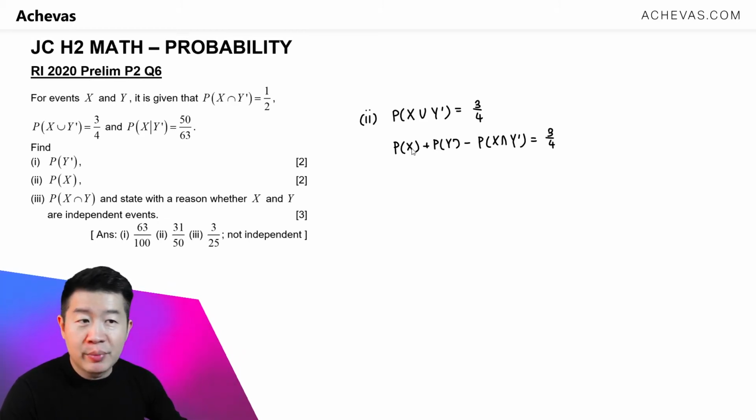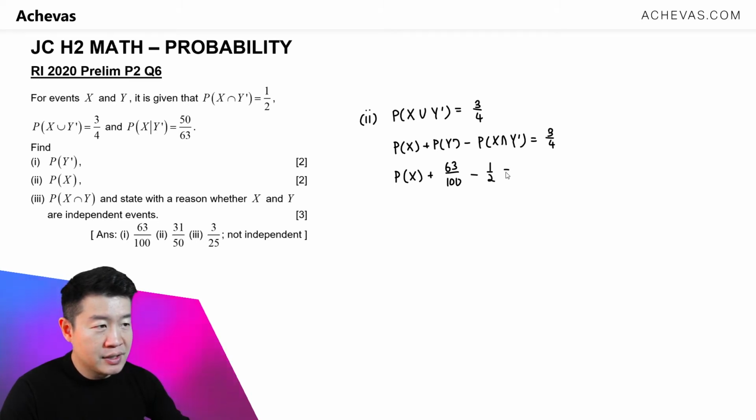We are supposed to calculate the probability of x. So I'm going to leave this as it is. The probability of y prime we have calculated in part 1. So the probability of y prime from part 1 is 63 over 100. Minus away the probability of x and y prime. This is half. So this is equal to 3 over 4. This will give us the probability of x to be equal to 31 over 50.